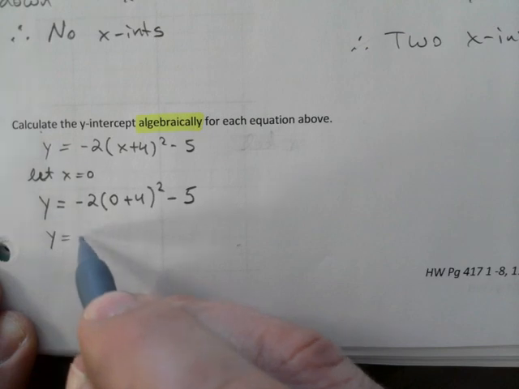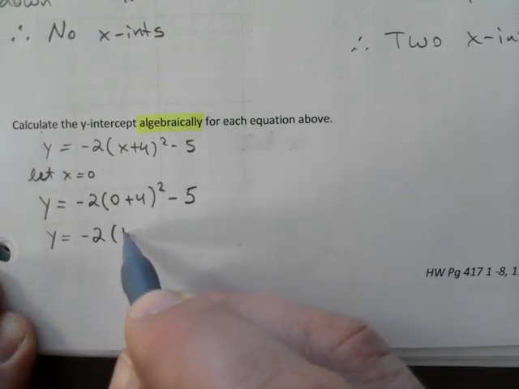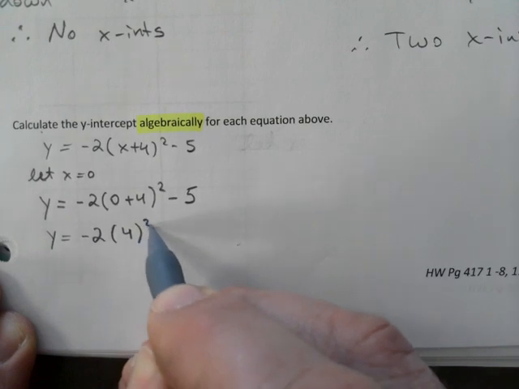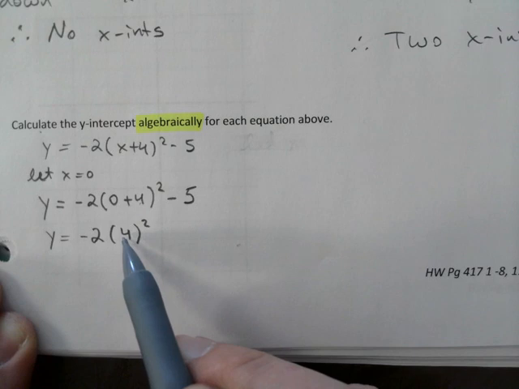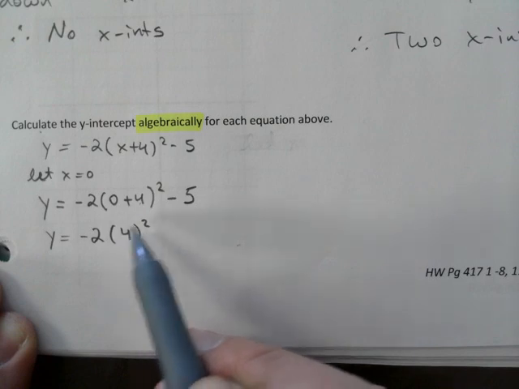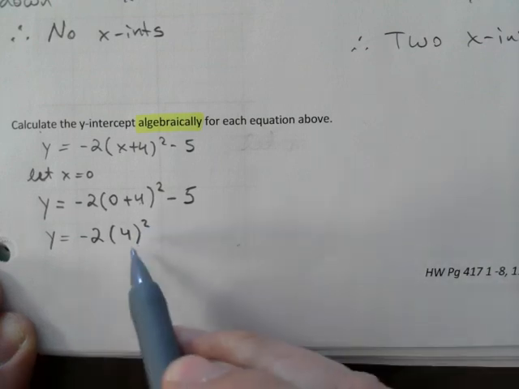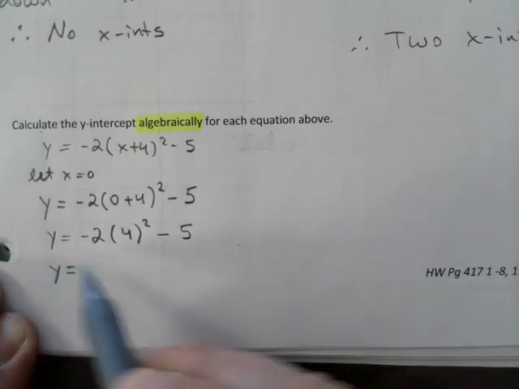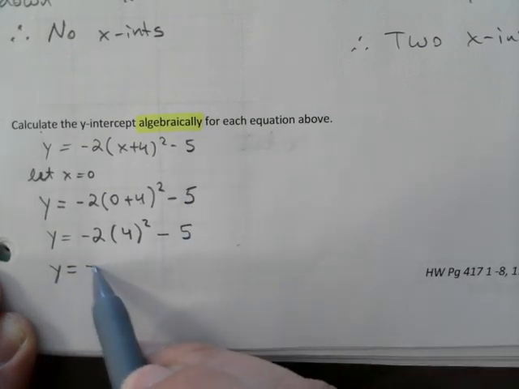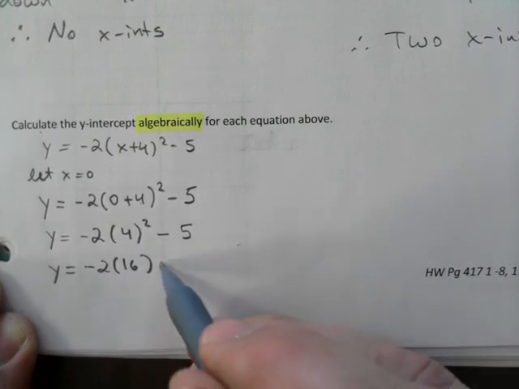That turns into -2, and that's just 4 squared, right? By the way, if this had been -4, any negative number squared will always be positive. I think you should remember that from previous years. Don't forget the -5. So you're slowly shrinking that, right? So that'd be -2 times 16 if you square 4, minus 5.